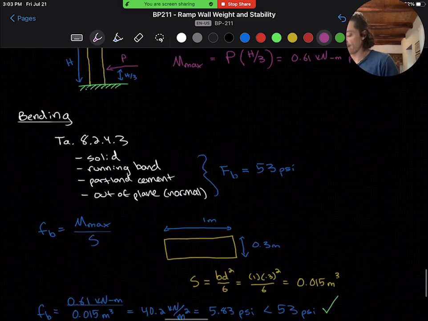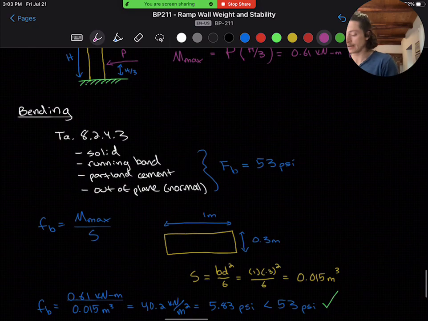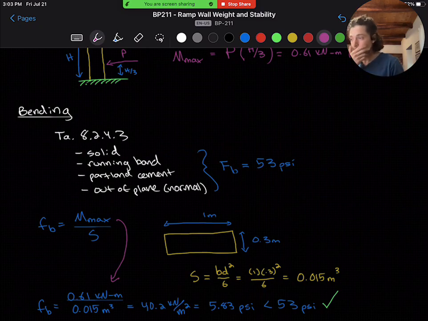That gives us an F_b value, which is going to be that M max divided by our section modulus, of 5.83 psi. And we can see that this is less than our 53 psi value we've read for allowable flexural tensile stress, so we are all set.